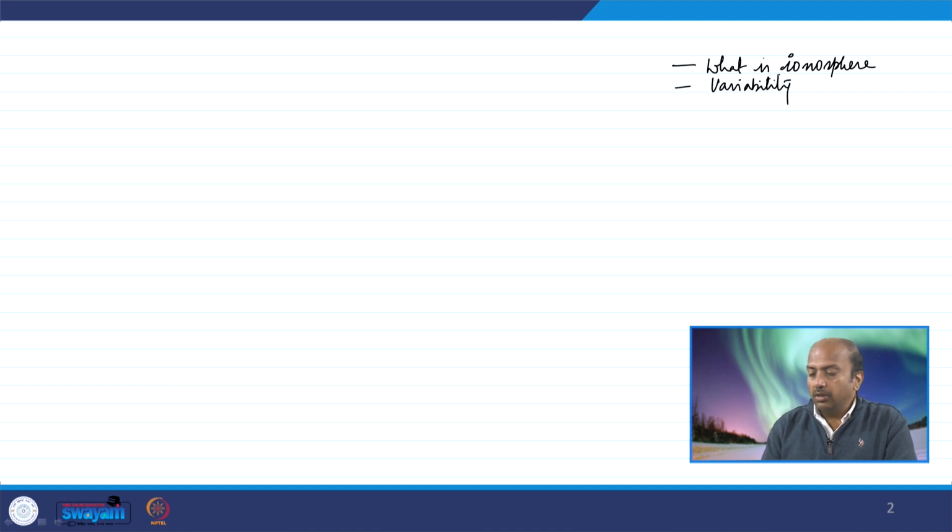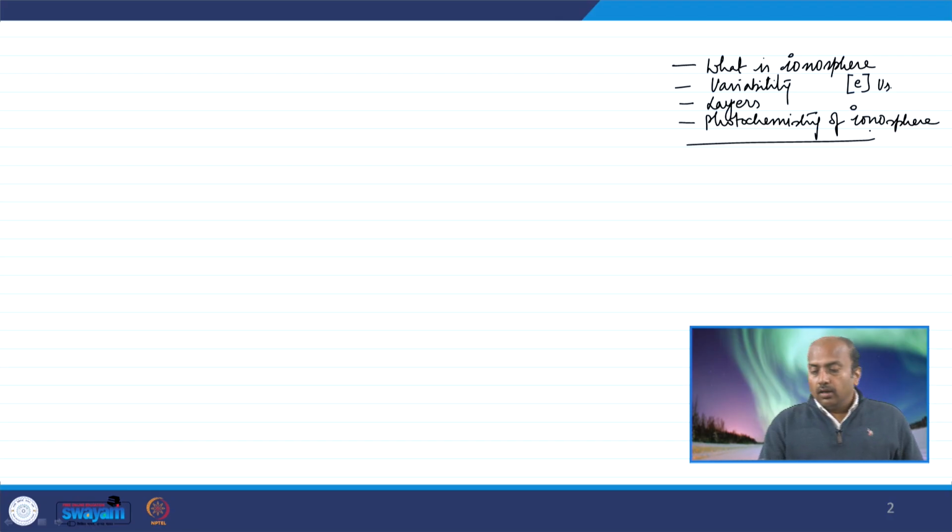When I am talking about the variability, I am always referring to the variation of electron density versus many things: versus height, versus season, versus latitude, versus solar cycle, etc. And what are the layers of the ionosphere? Different layers, and what are the aspects related to the photochemistry of the ionosphere. So, we have seen all these things, right.